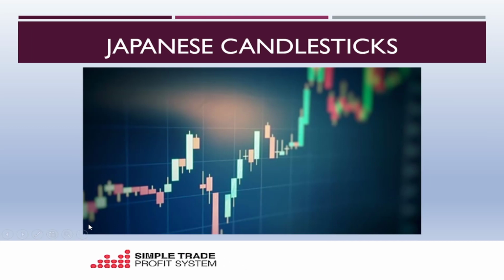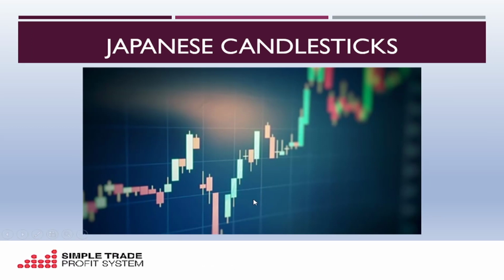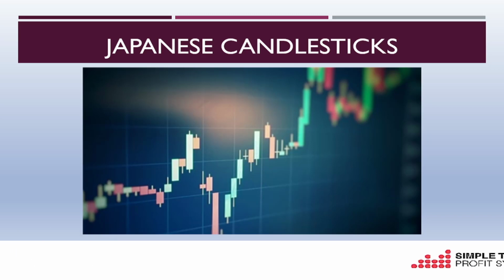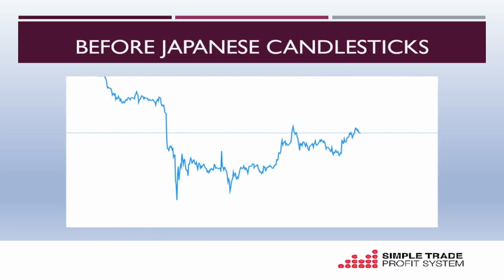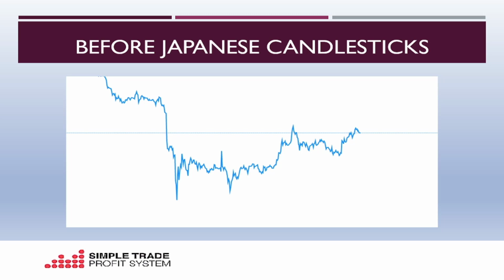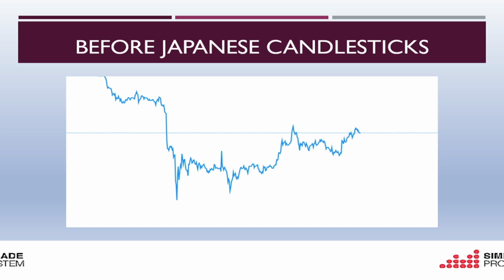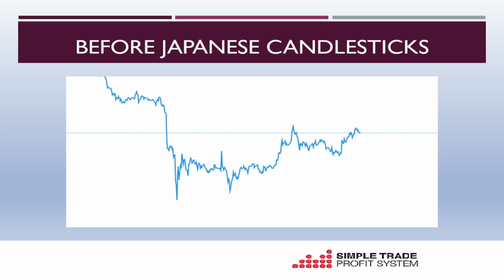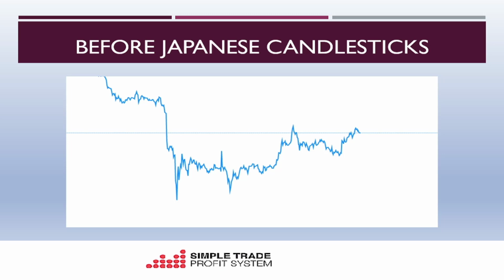Today's video, day one, is going to be about Japanese candlesticks. What are candlesticks? Just like a brief history, Japanese candlesticks were first really introduced in the 70s or 80s. Before that, we had charts that looked like this. They were line charts. But with the introduction of Japanese candlesticks, we get a lot more information from a chart by looking at candles as opposed to just a line.